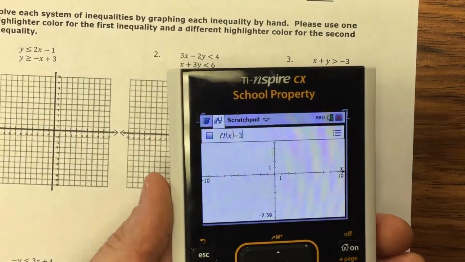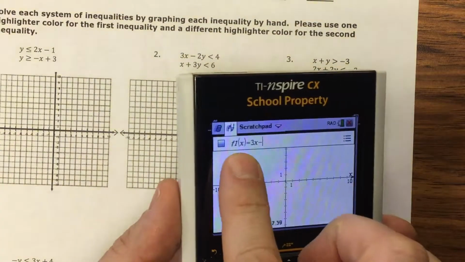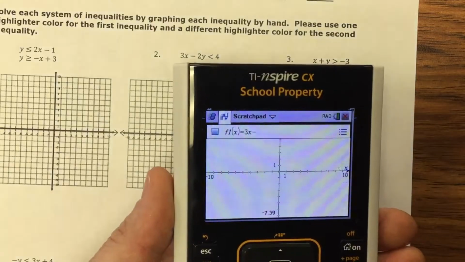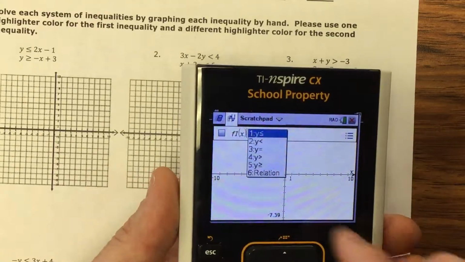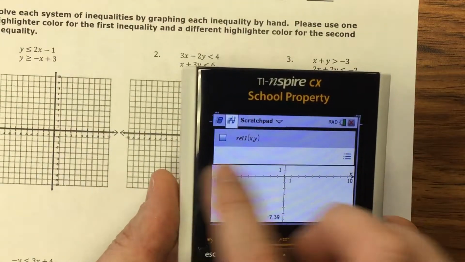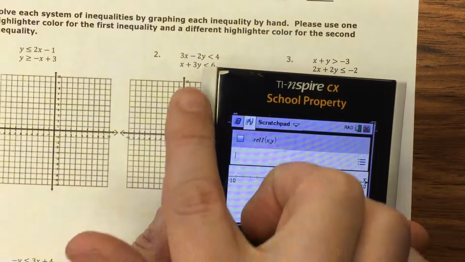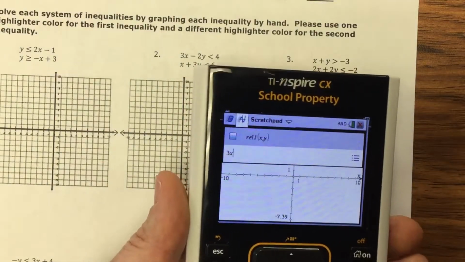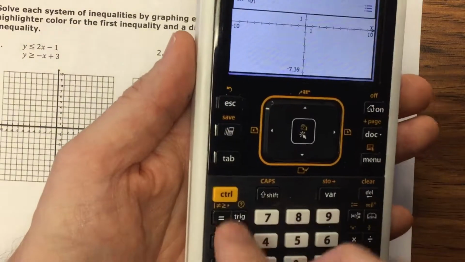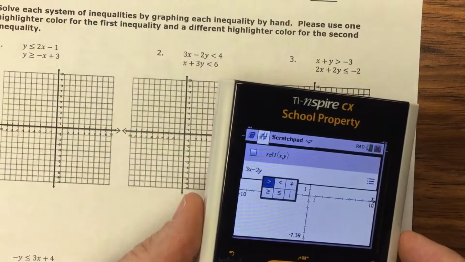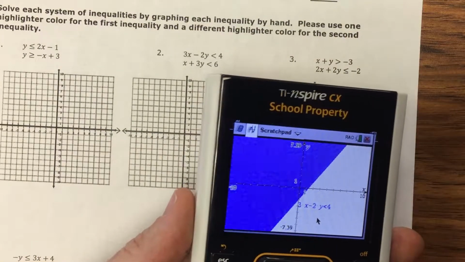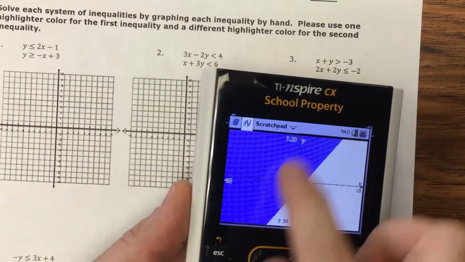Now, I can't just start typing it in like this because I have f of x equals there. That's like another y equals. This is going to give me an error. So I need to go back and hit delete on my equal sign and go to relation. Then I can type in everything. So 3x minus 2y is less than 4. 3x minus 2y. And then I hit control equal sign to find my less than right here. 4. There is the graph of that inequality.